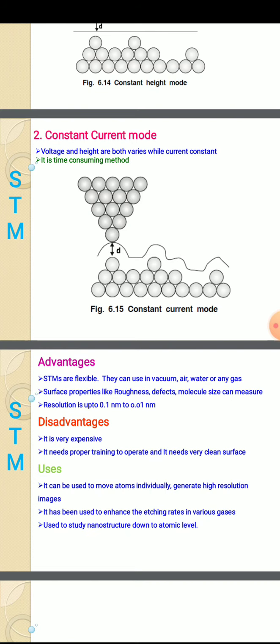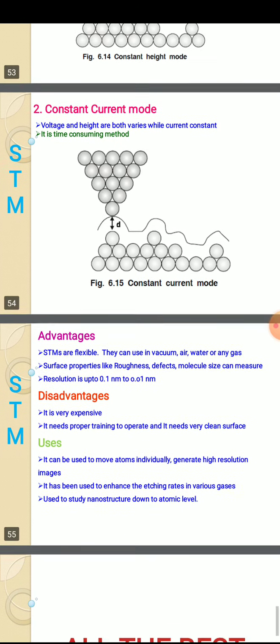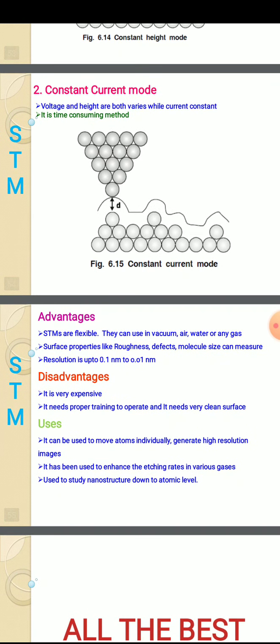Even though, this method has some disadvantages: it is very expensive and it cannot be used by all people, it can be used only by trained people. Those who are well known about the instrument can use it.